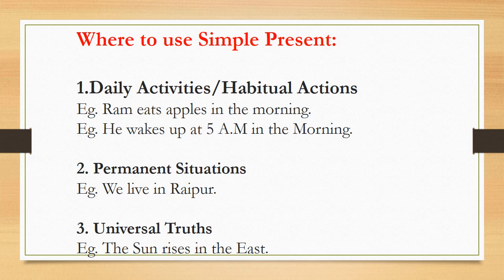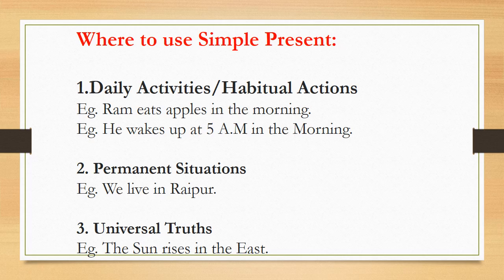Next, simple present tense denotes permanent situations. What are permanent situations? Situations that can't be changed. If I say we live in Raipur, it means our staying in Raipur can't be changed. If I say we live in India, our staying in India can't be changed. If I say we live in America, our staying in America can't be changed. So permanent situations are always represented by simple present tense.